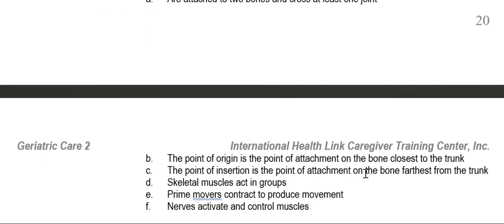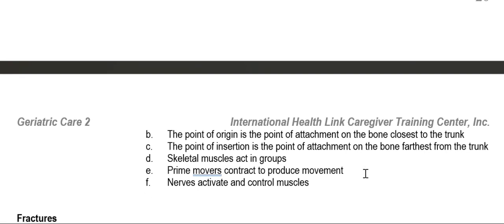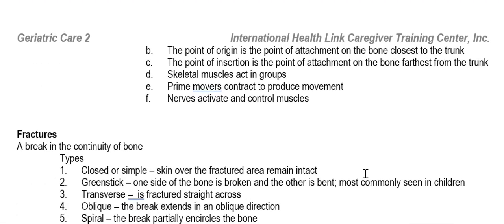The point of origin is the point of attachment on the bone closest to the trunk. The point of insertion is the point of attachment on the bone farthest from the trunk. Point of origin is your point of attachment on the bone close to the trunk, while your point of insertion is the point of attachment on the bone farthest from the trunk. Skeletal muscles act in groups. We have prime movers that contract to produce your movement. Nerves activate and control your muscles.